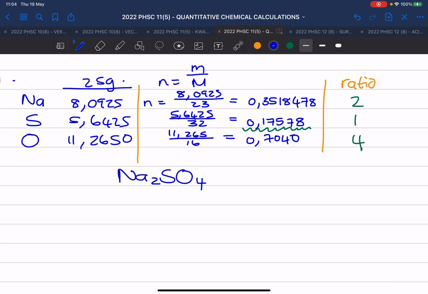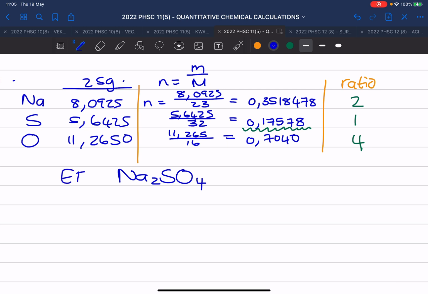Na2SO4. Now that should look familiar. That's a compound that you should have seen in your science life before. Tell me, what is the name of that compound? Sodium. No. Tiamo? Yes, sodium sulfate. All right.